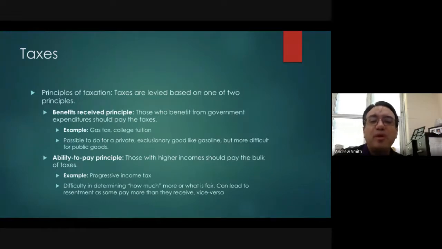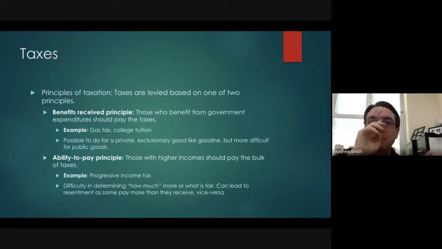The problem with the ability to pay principle, there are several, but there's a couple. Number one, there's difficulty in determining how much more, quote unquote, rich people should pay versus poor people, or what is a fair amount of taxation. There are some who believe that everybody should be charged the same percentage. And that's what we do in Indiana with our state income tax, everybody pays the same percentage. Now, that still means that the CEO of Eli Lilly is going to pay a much higher amount of taxes than somebody who works part-time at Frosty Boy.